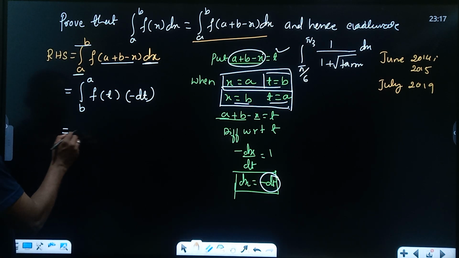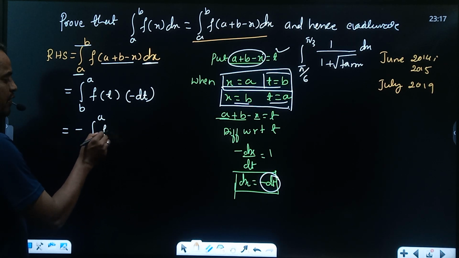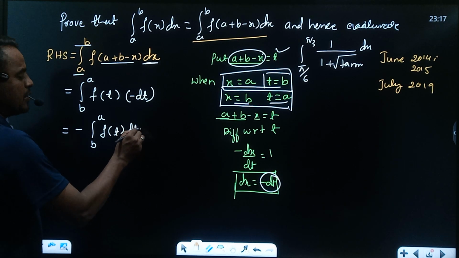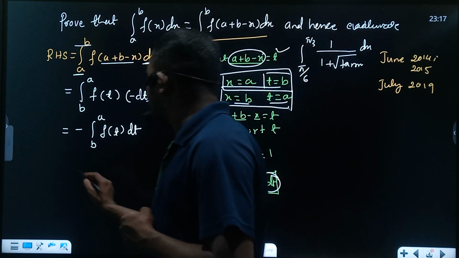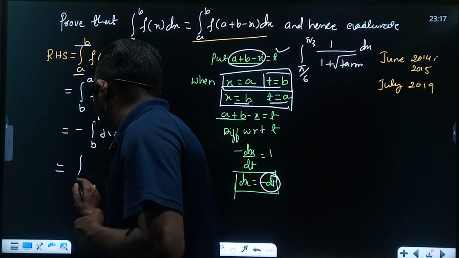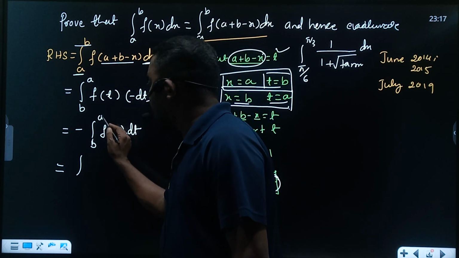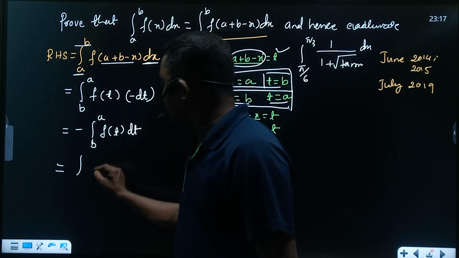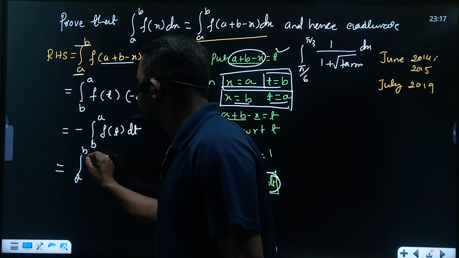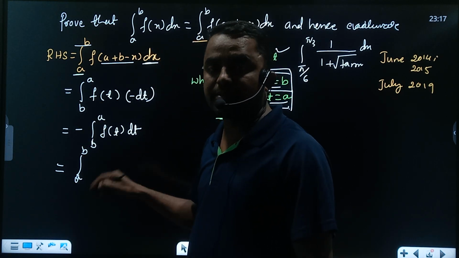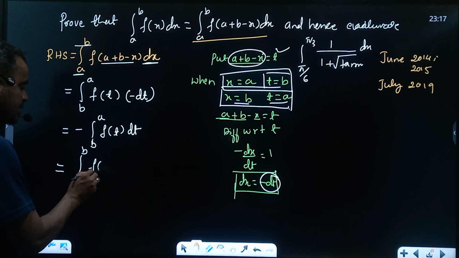Next, take this minus sign outside of the integral, that is b to a f of t dt. Now applying the second property, the change of limit property, if you interchange the limits b to a and a to b, I am taking the upper limit a to the lower side and the lower limit b to the upper side, so that the minus sign goes out. Minus into minus is plus. So f of t dt.